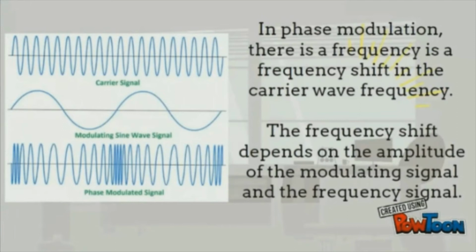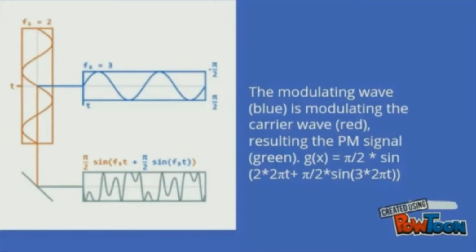From the figure, we can see that in phase modulation, there is a frequency shift in the carrier wave frequency. The frequency shift depends on the amplitude of the modulating signal and the frequency signal. From the figure as well, the modulating wave, which is the wave in blue color on the right hand side, is modulating the carrier wave, which is the red color wave on the left hand side, resulting in the phase modulated signal, which is the green color wave at the bottom.